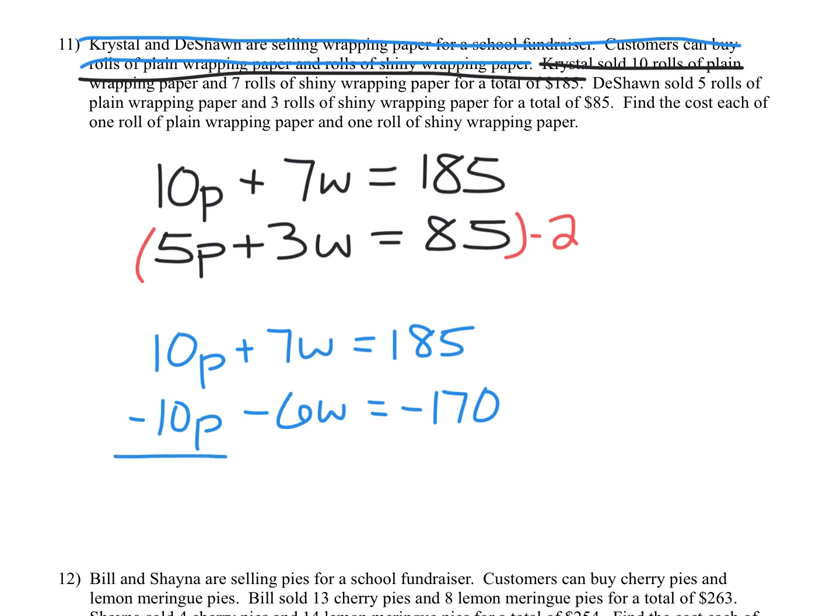Now we can do our elimination. What happens to the p's? Cancel. So we're left with w equals 15. That was kind of nice, right?